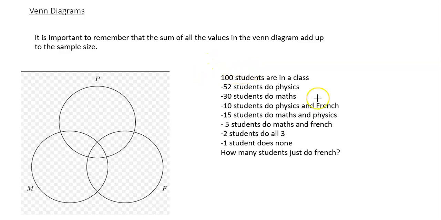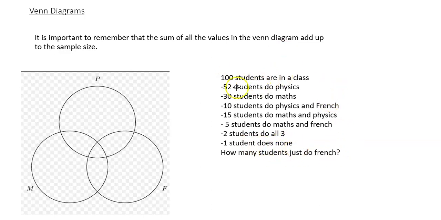So we have 100 students in a class. 52 of the students do physics, 30 students do math, 10 students do physics and French, 15 students do math and physics, 5 students do math and French, 2 students do all three, and 1 student does none. How many students just do French?